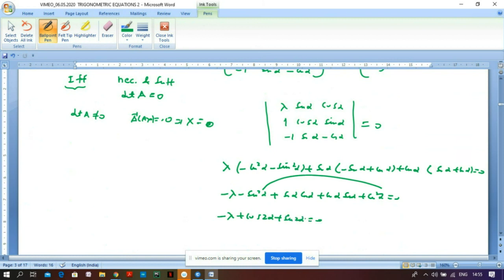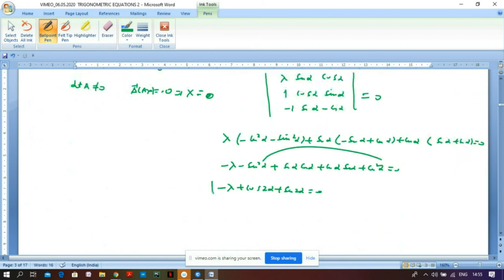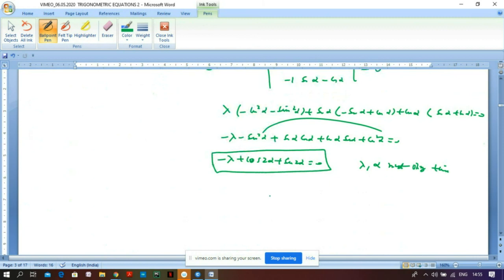So it means if you want this system to have a non-trivial solution, then lambda and alpha must be bound by this relation, means lambda and alpha must obey this equation. So if you fix alpha, then lambda will not be fixed. If you fix lambda, then you will get some alpha. Now you want the values of lambda. Which lambda will work? It means lambda is cos of 2 alpha plus sine of 2 alpha.